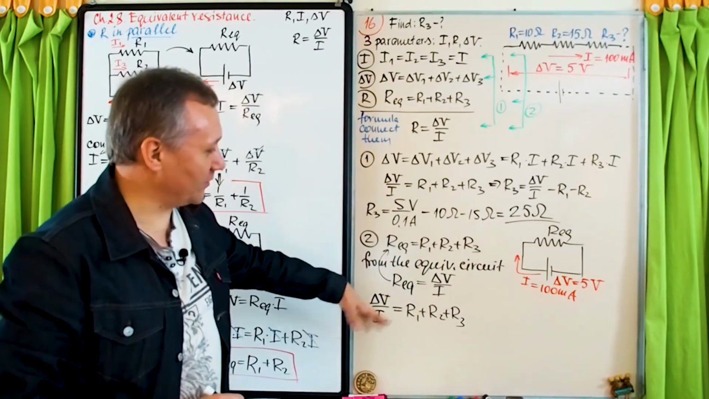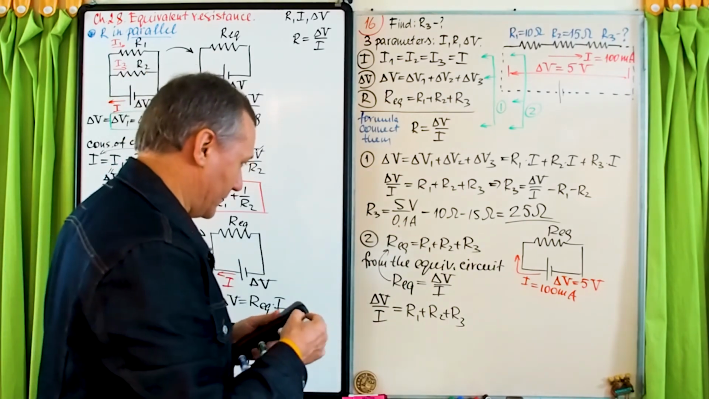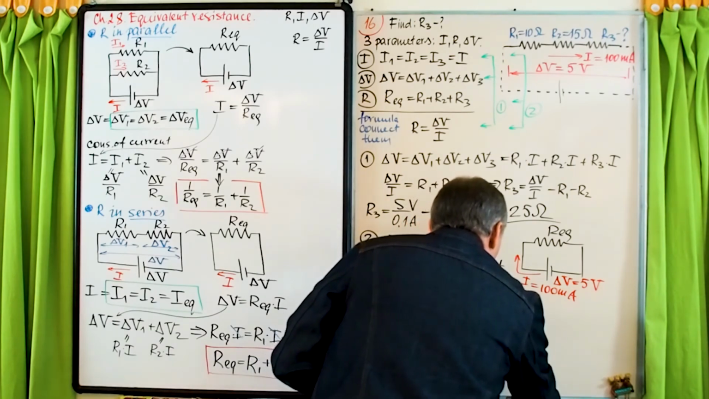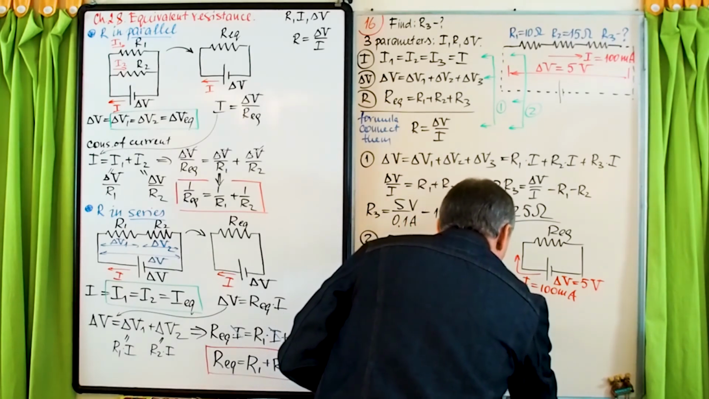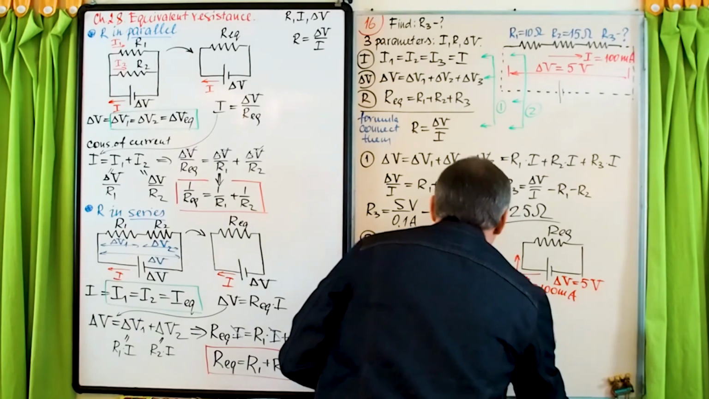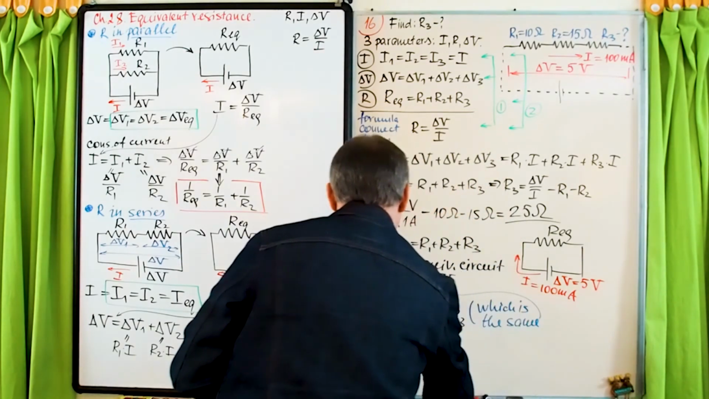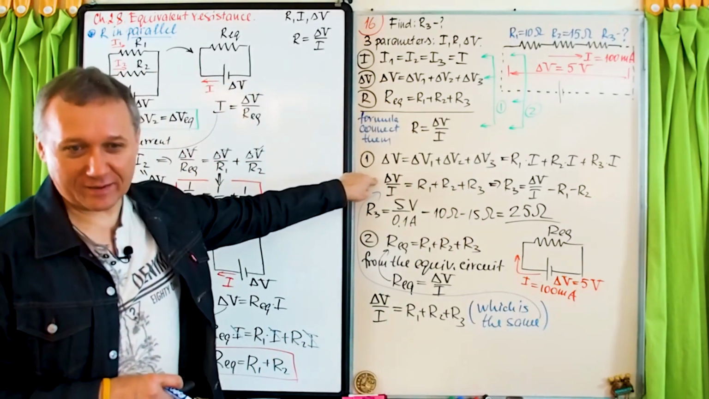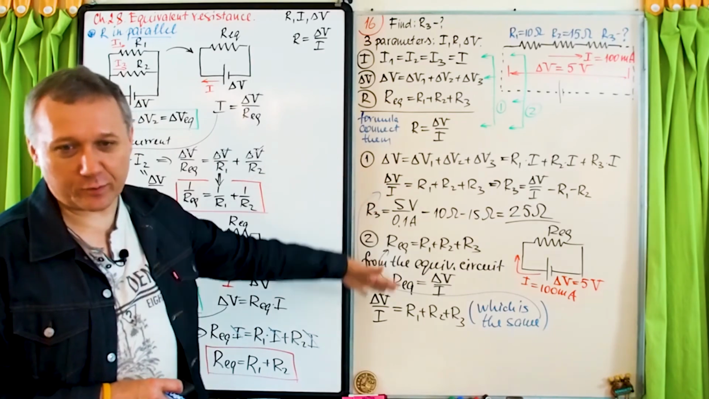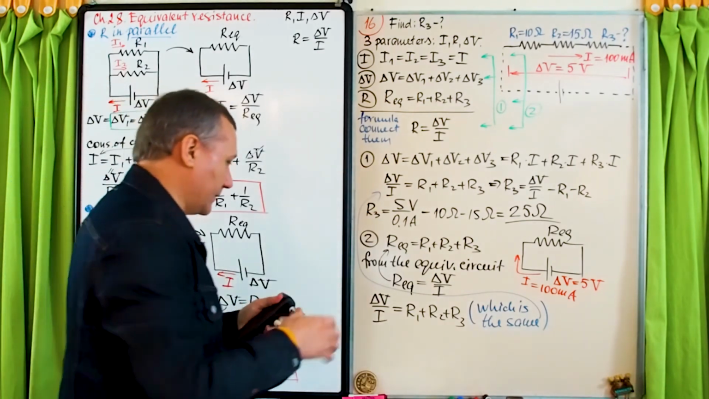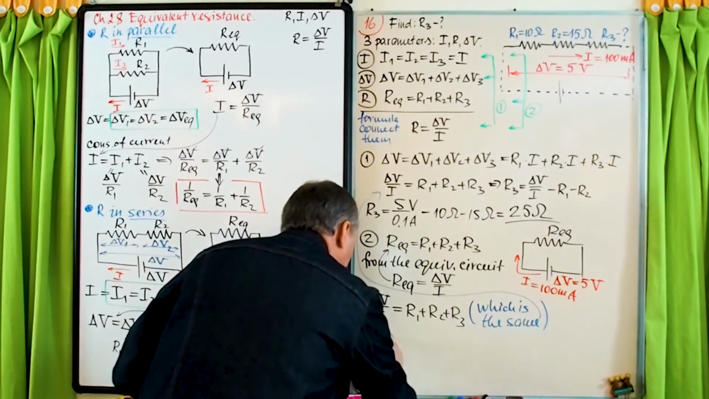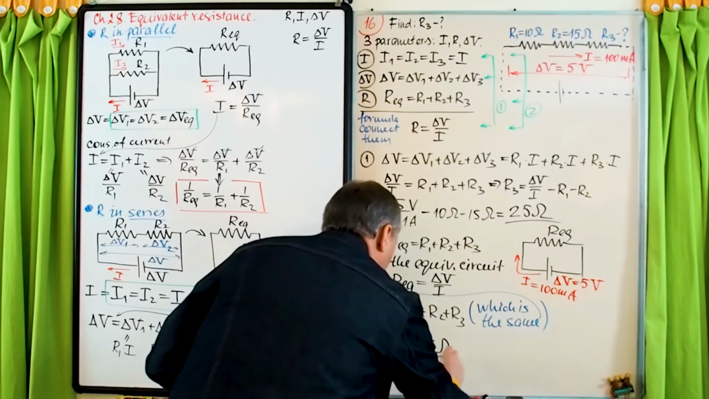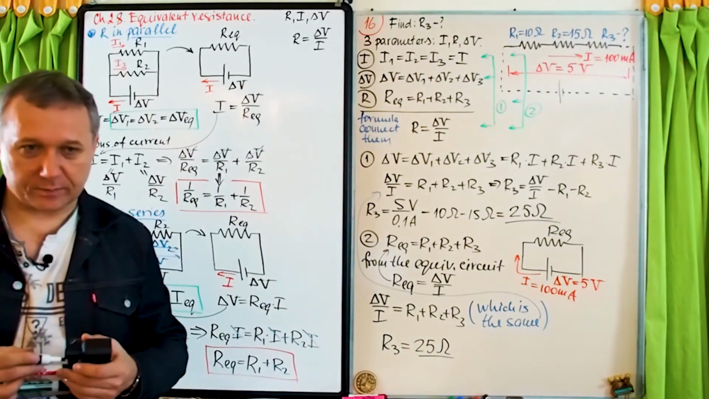So now from here, you can solve it in exactly the same way, right? It is the same as what we had in the previous method. Now, of course, you can solve it for R3 easily, because now everything is given except for R3. So you will get 25 ohms in a very similar way.